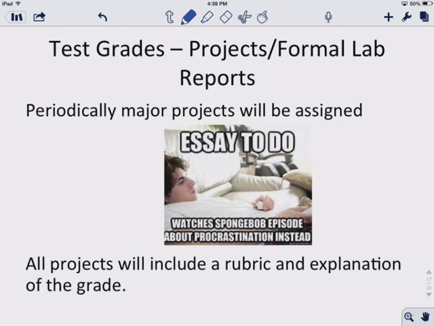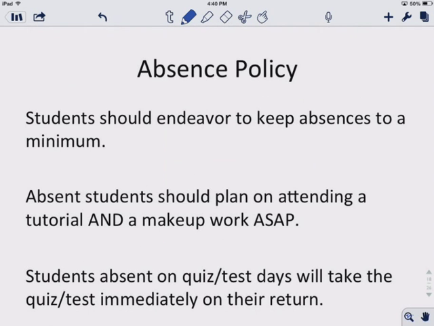Projects, informal labs, and reports. We will do projects. Normally they're going to be based out of our labs. We'll do a big lab that we'll present on. We have other projects that we'll do throughout the year, and those can be assigned periodically, and those can count as major grades as well.